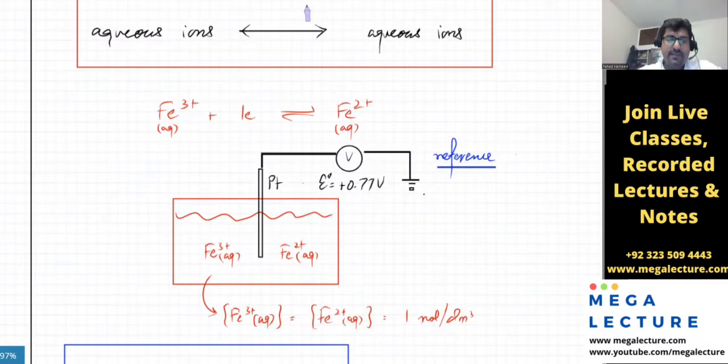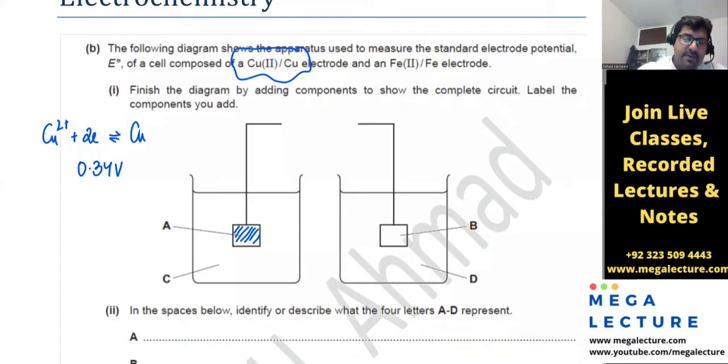Let's continue. This is going to be made out of copper, and the solution will have Cu2+. And since there's a standard symbol over here, that means the concentration of Cu2+ ions would be 1 mole per dm cube. Make sure you mention the conditions.